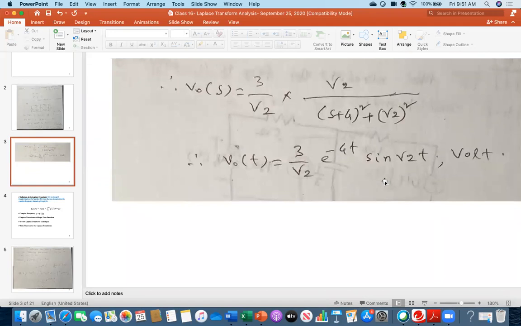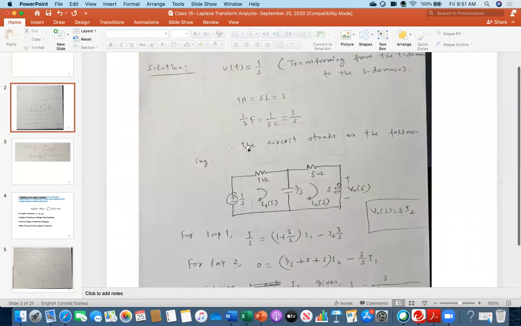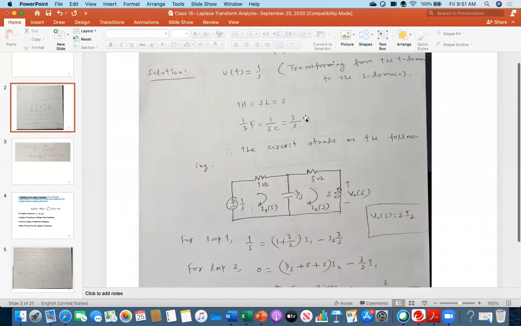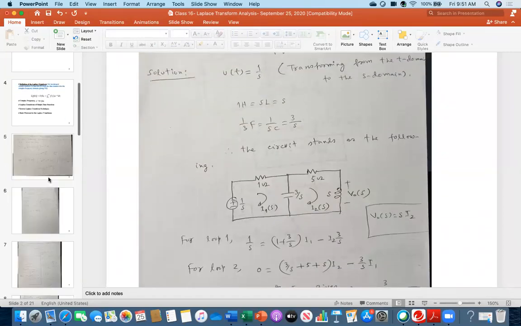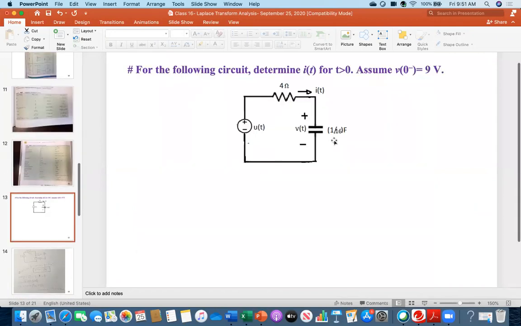So is everybody fine so far? Yes. Now clearly you see that in this problem, it was zero initial condition. Now let's have a look at a problem that has an initial condition. Everybody read this problem. For the following circuit, determine i(t) for t greater than 0, assume v0 minus is 9 volt.